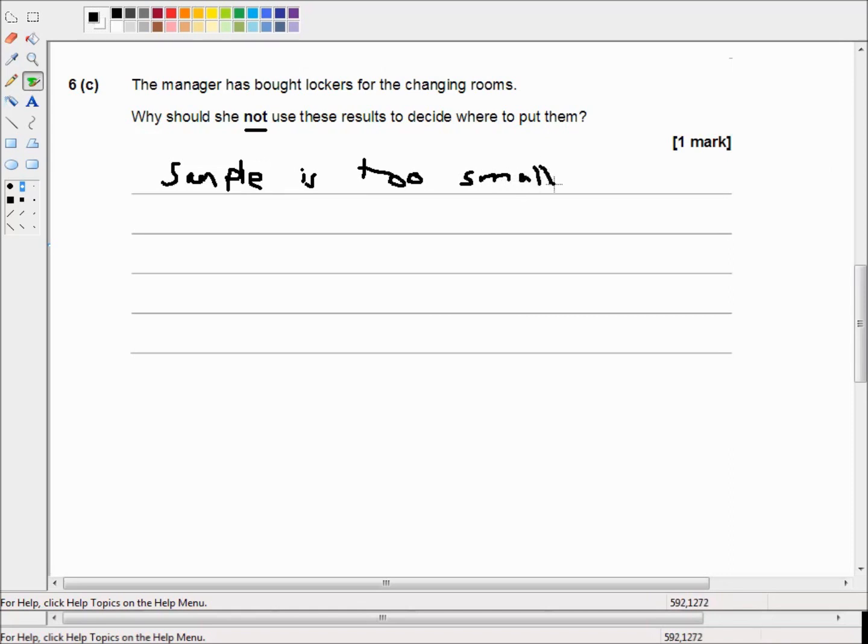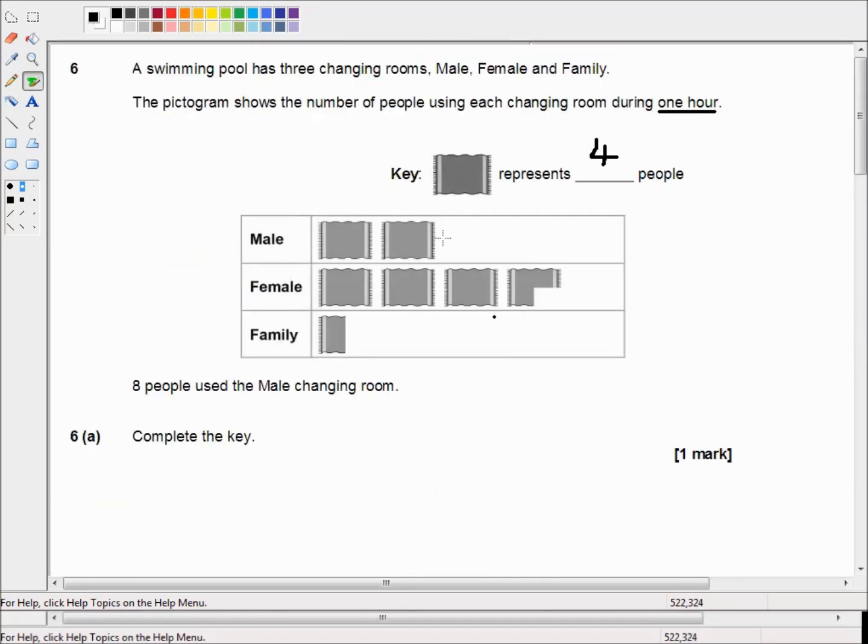You could have used words like the sample is not representative, or something like that as well. That would have been fine. But it's that statistical concept that you cannot rely on a small sample size. There's so many ways that this could be not representative. For example, what if a girls' school had booked the swimming pool for that hour? That would explain why there's so many more females than males.